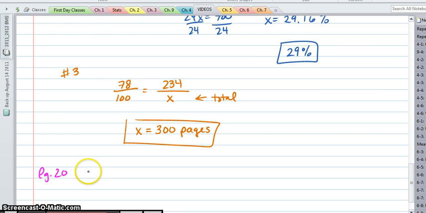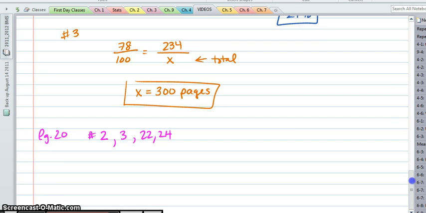And for practice, I would like you ladies to go ahead and work on number 2, number 3, number 22, and number 24. Hit pause, work through these. You may use a calculator. Hit unpause when you're ready to see the solutions. Okay, so you have gone through these. I'm just going to quickly jot them down.